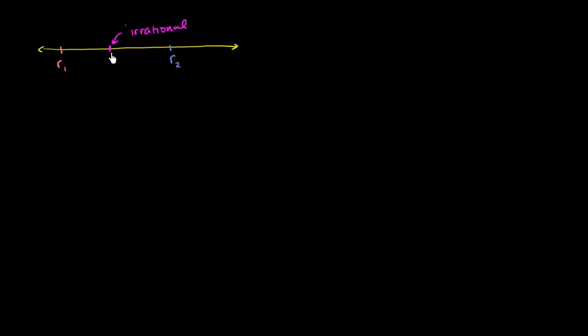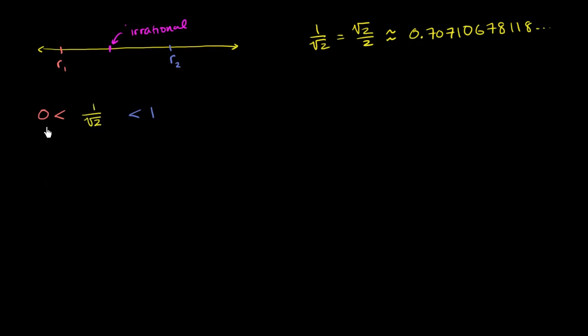And we're going to start thinking about it by just thinking about the interval between 0 and 1. So if we think about the interval between 0 and 1, we know that there are irrational numbers there. In fact, one of them that might pop out at you is 1 over the square root of 2, which is the same thing as the square root of 2 over 2, which is approximately equal to 0.7071067811. And I could just keep going on and on. This thing does not repeat. But the important point is it's clearly between 0 and 1. So I could write 1 over the square root of 2 is clearly between 0 and 1.